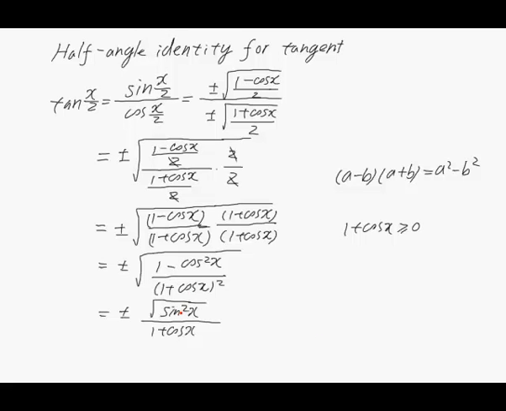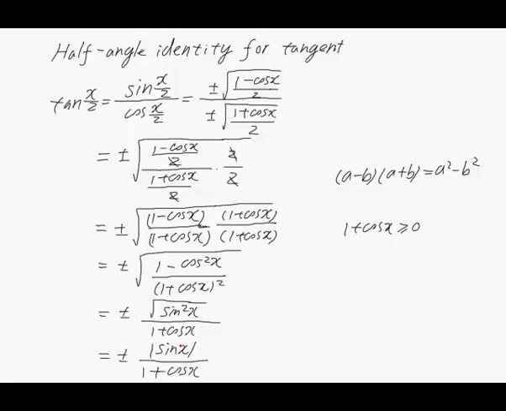And then we can rewrite this as the absolute value of the sine, because we don't know the sign of the sine x. So we have to take the absolute value. So finally, you get plus or minus the absolute value of sine x over 1 plus cosine x. And later, we will see tangent half x has the same sign as the sine x.